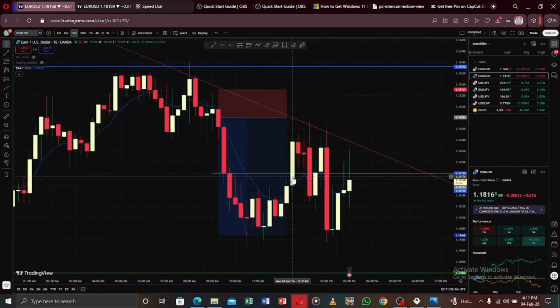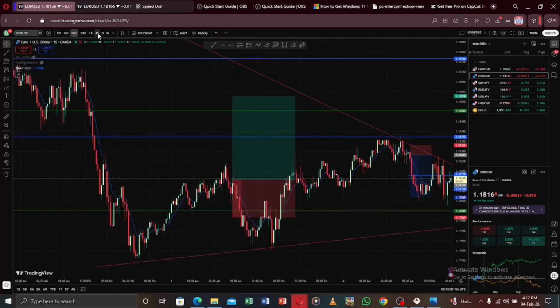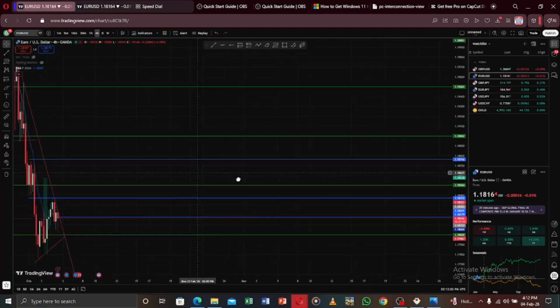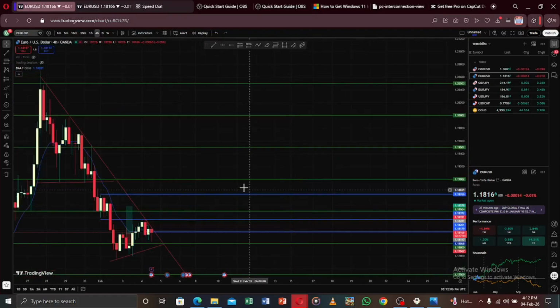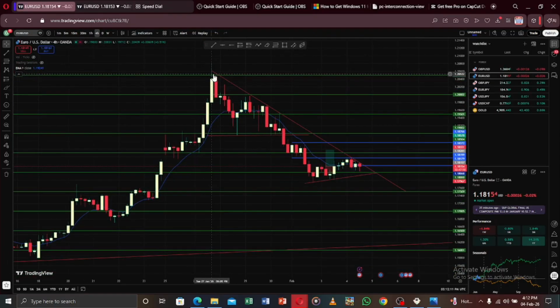So the reason I took this trade, let's go on the 4-hour time frame. You can see price has created a support zone, touching it multiple times and rejecting off it. This one wasn't really close enough, but still came up and touched it.